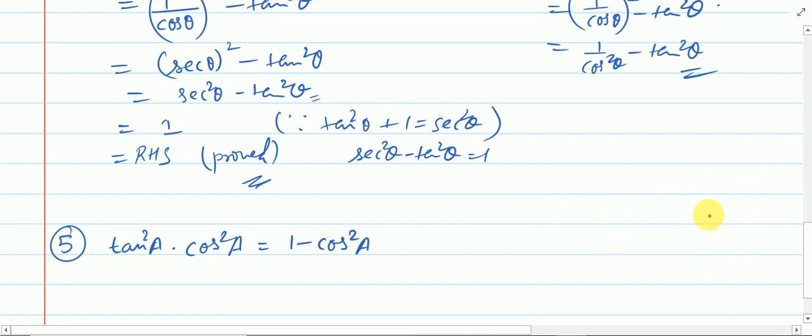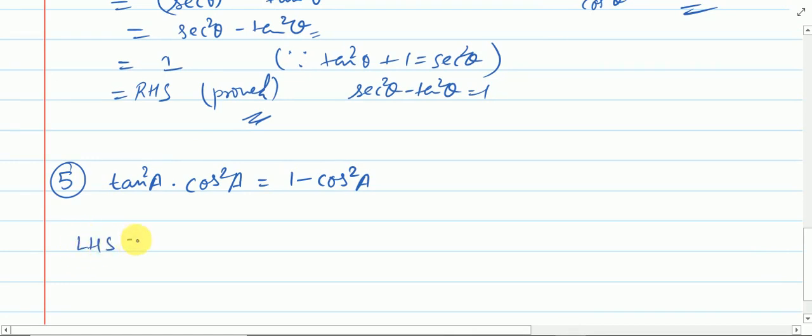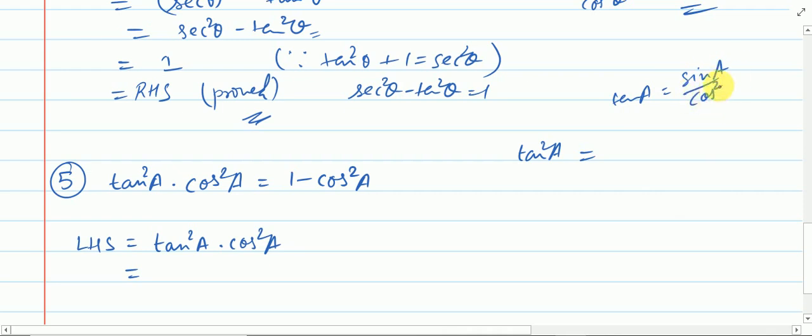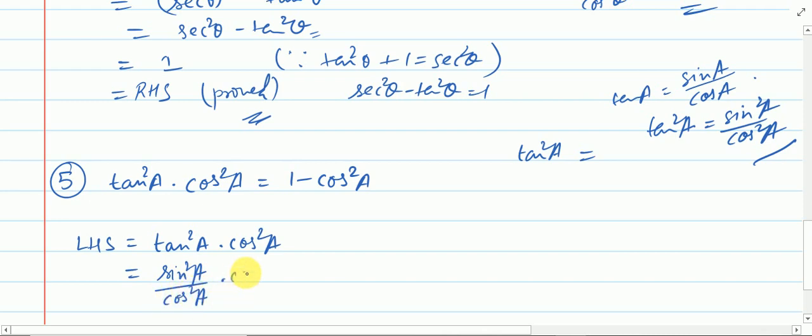Now let us see this question. So here LHS is equal to tan square A into cos square A. One more thing, if I'm writing tan square A, then you know that tan A is sin A upon cos A. In that case tan square A will become sin square A upon cos square A. So here your tan square A can be written as sin square A upon cos square A into cos square A. You can give the reason over here, since tan A is equal to sin A upon cos A.